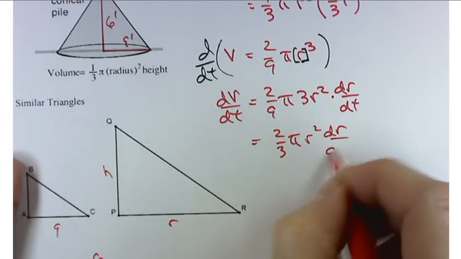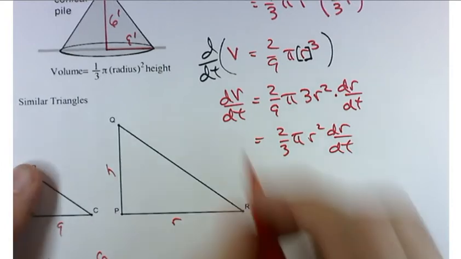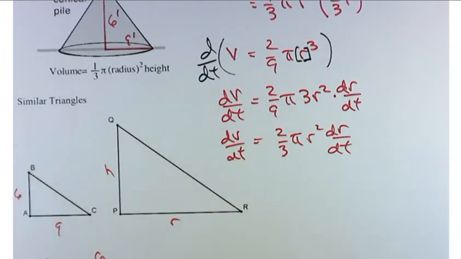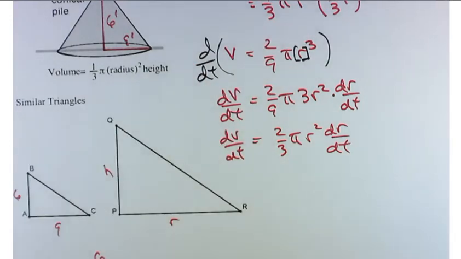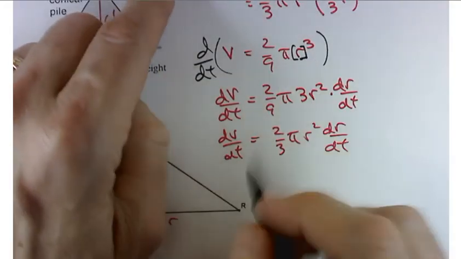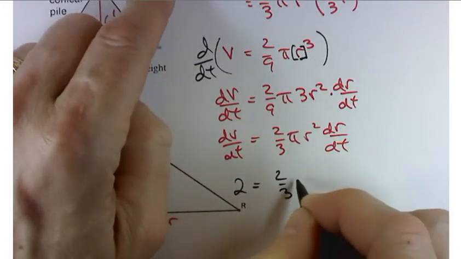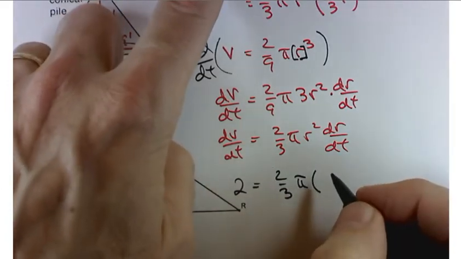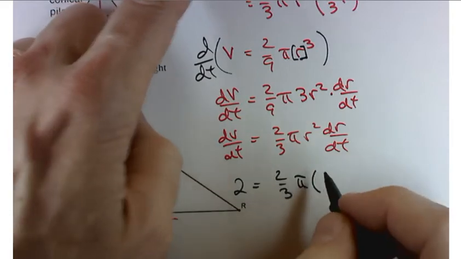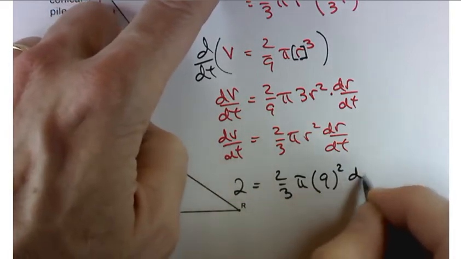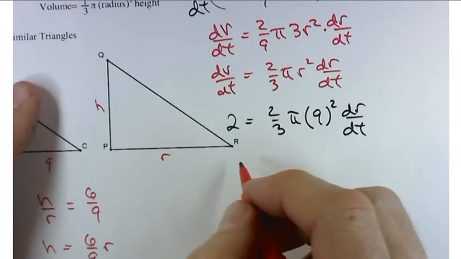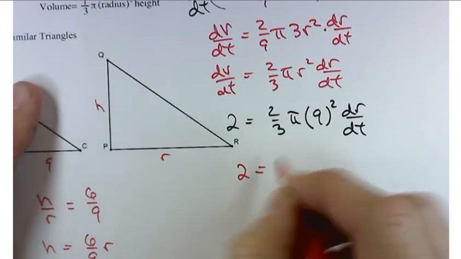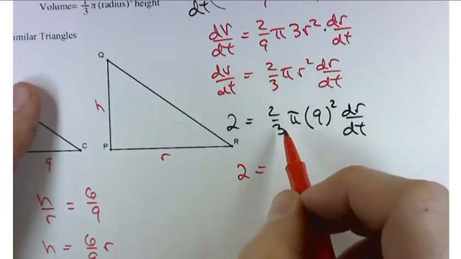Then what? Well, we can plug in a few things. We know dV by dt is 2, and that's equal to 2/3 pi times, we want to know this when the radius is 9, times dr by dt. I think I made a tiny typo in the way I wanted to set this problem up. So it's going to be 2 equals, let's see, 81 divided by 3 is 27, 27 times 2 is 54 pi dr by dt. So 2 over 54 pi is dr by dt.